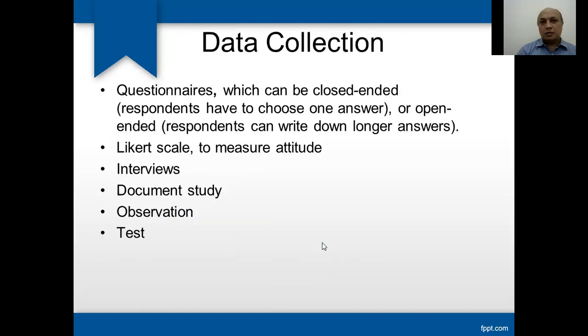So data collection can use various instruments. First is questionnaires. I think you are familiar with questionnaires. The questionnaires can be closed-ended, where respondents have to choose one answer. For example, you have a question like, what are your interests? And then A, swimming. B, dancing. C, listening to music. D, writing. We have multiple choice, and your respondents have to choose only one of them. That is called closed-ended.